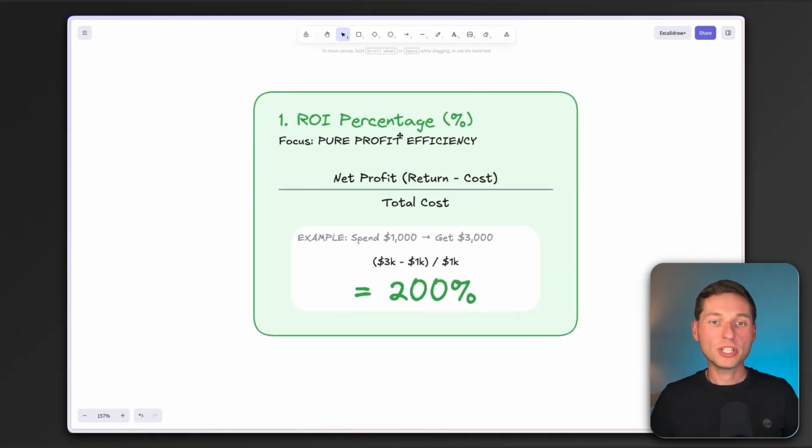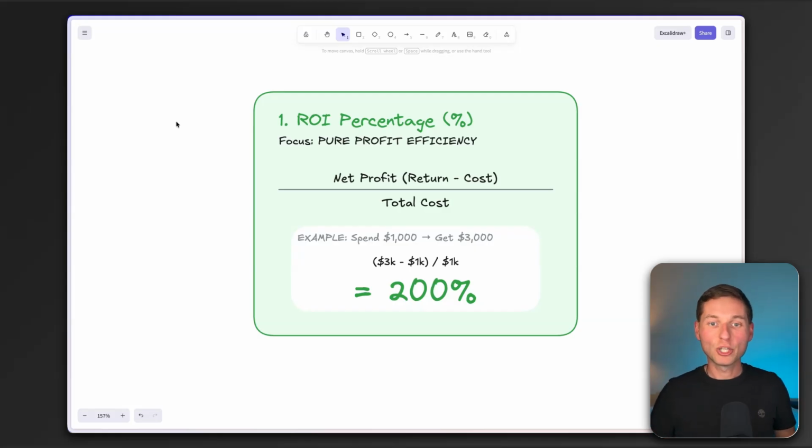First, let's talk about the ROI percentage. The ROI percentage focuses on pure profit efficiency. So it's basically your net profit divided by the total cost, with the net profit being the total return of the investment minus the cost.